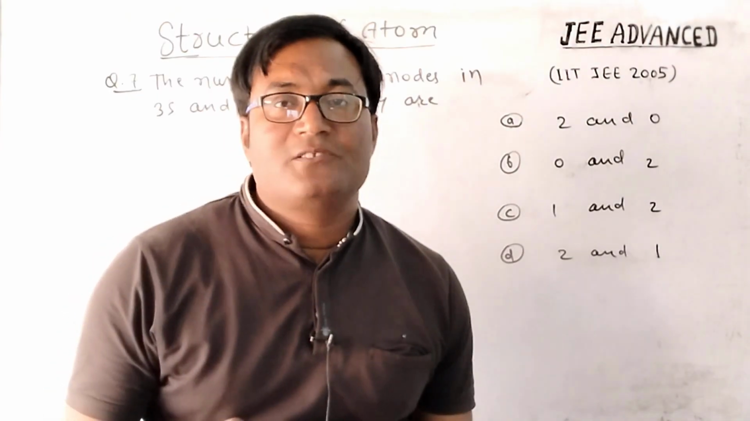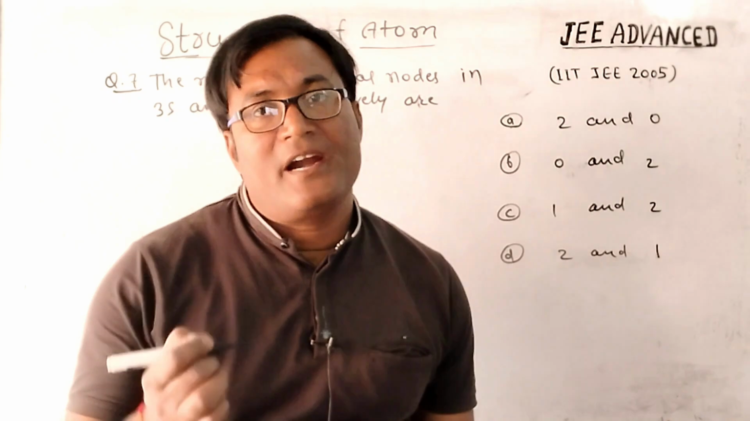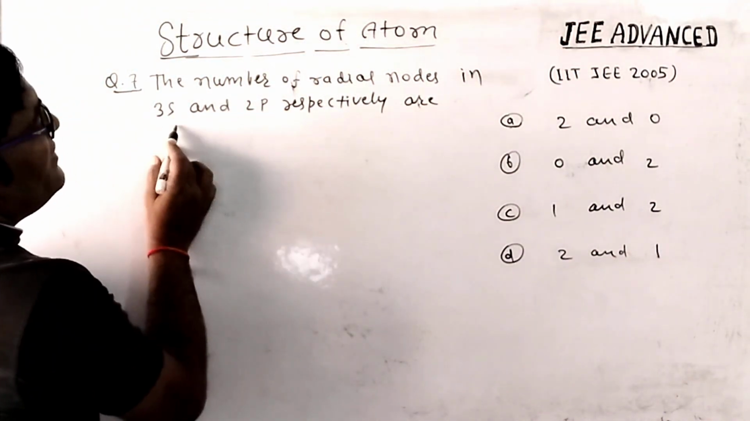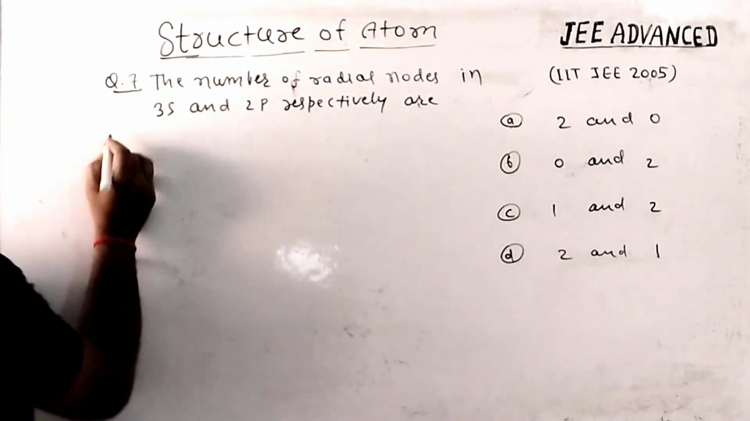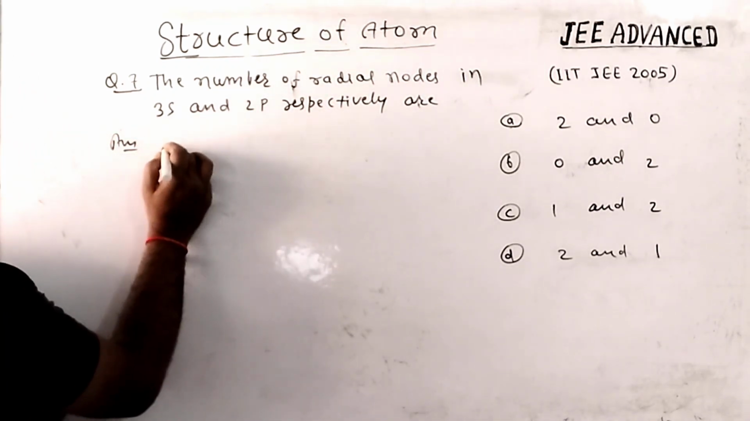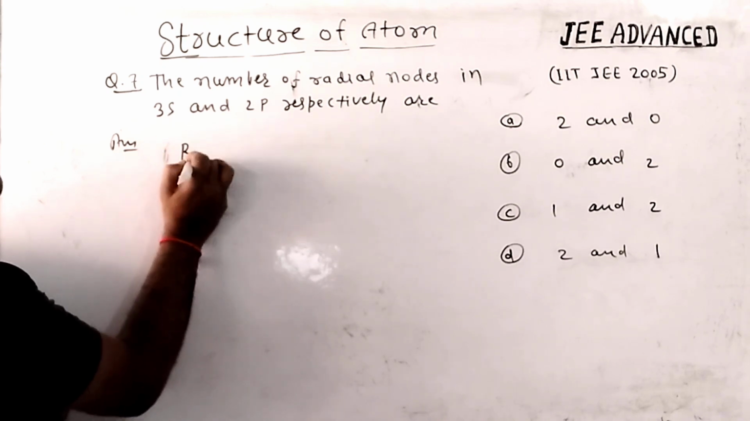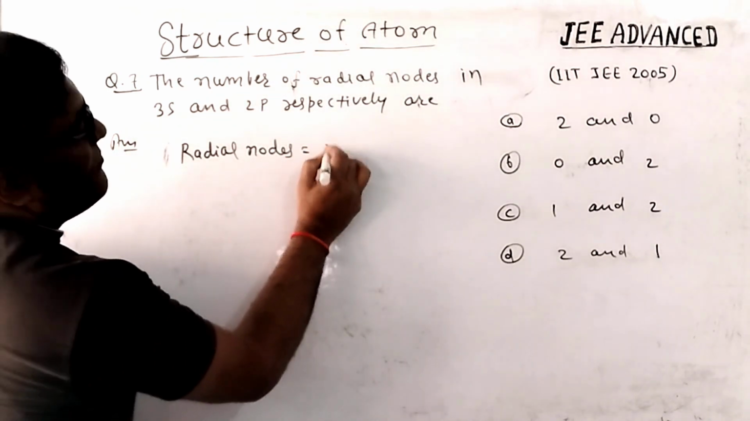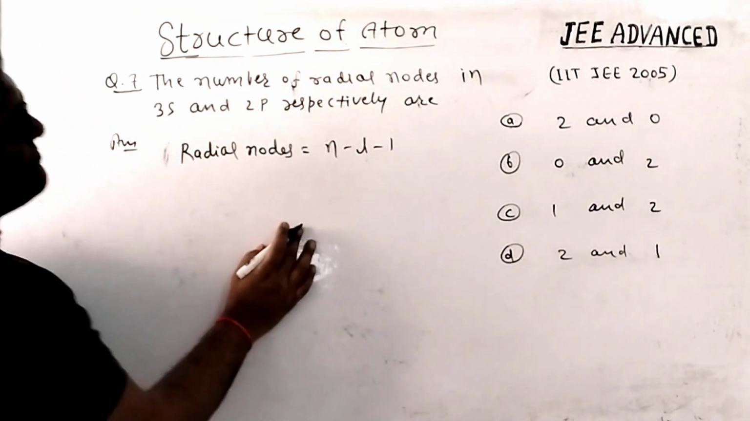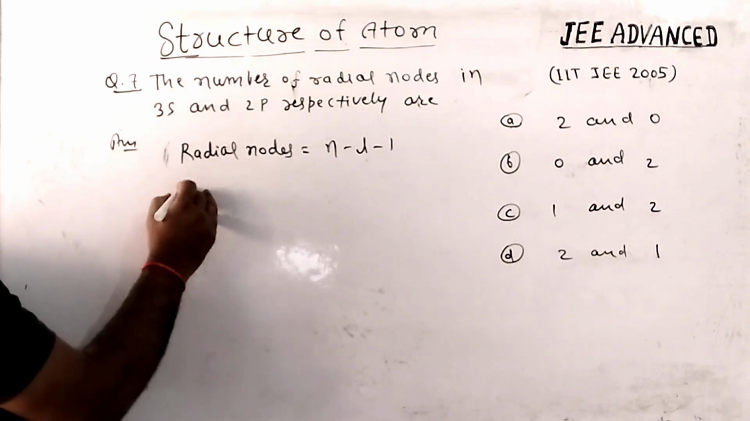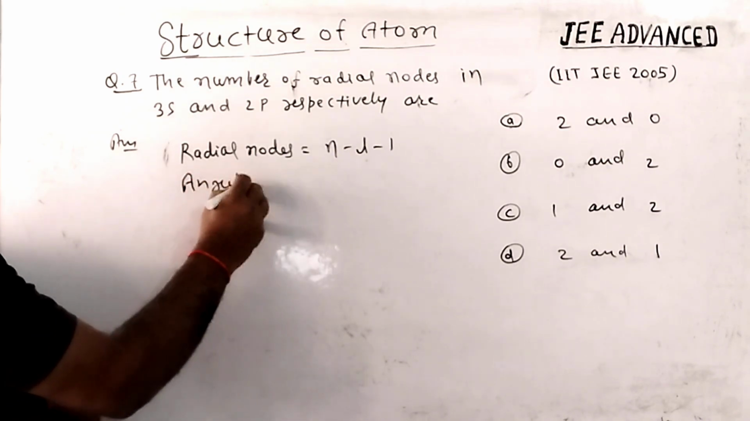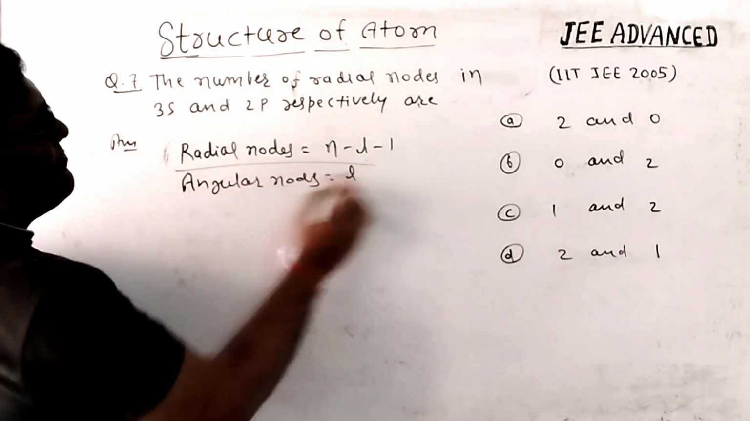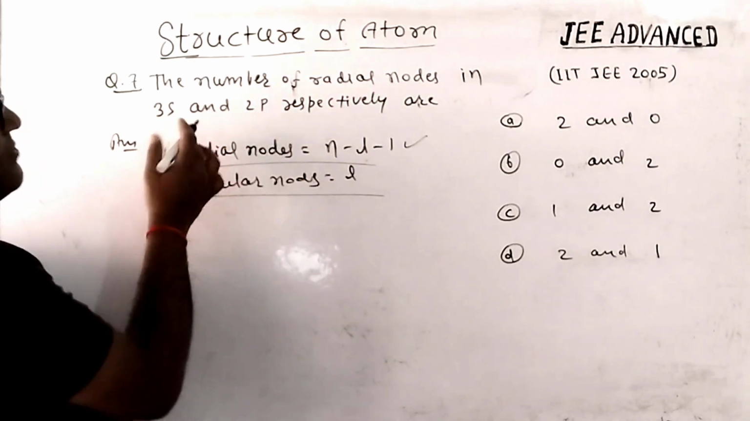Now question number 7 is based on the calculation of angular nodes and radial nodes. According to question number 7, the numbers of radial nodes in 3s and 2p respectively are, options are given. Now from the formula, the number of radial nodes is equal to n minus l minus 1, and the number of angular nodes is equal to l. Now with the help of these formulas we can solve this question.